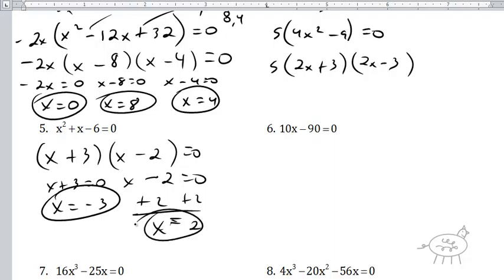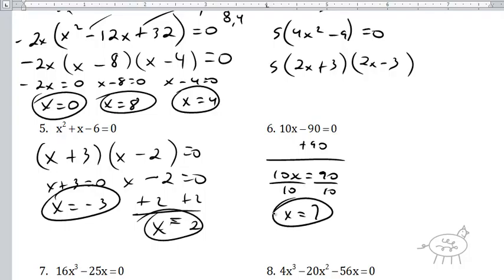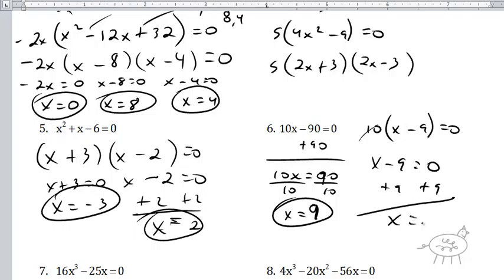Okay? Okay, this next one, two ways to do this. I could just add 90 to both sides, and I get 10x equals 90, divided by 10. So x equals 9. Okay? Or I could have factored a 10 out. So 10 times x minus 9 equals 0. It's not 7, it's 90, sorry. Can't read my own handwriting. Okay, and then the 10 is ignored. I have x minus 9 equals 0. So add 9 to both sides, and I get x equals 9.